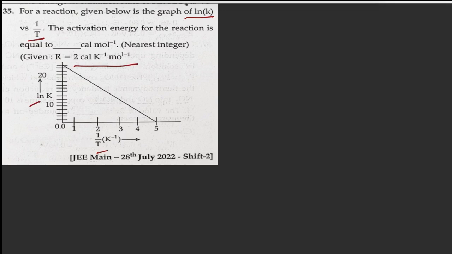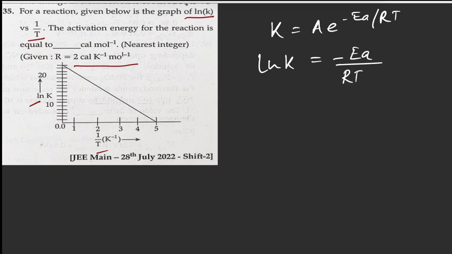The Arrhenius equation is K is equal to A e to the power minus EA by RT. So this can be written as natural log of K is equal to minus EA by RT plus natural log of A.